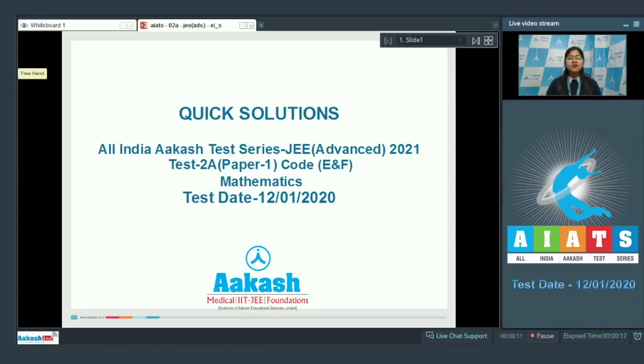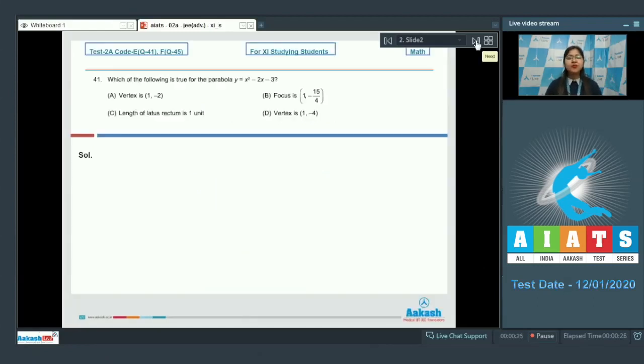Hello everyone. Today we will be discussing the quick solutions of All India Caste Test Series Test 2A Paper 1 Mathematics, which was held on 12 January 2020. Let us start with question number 41.